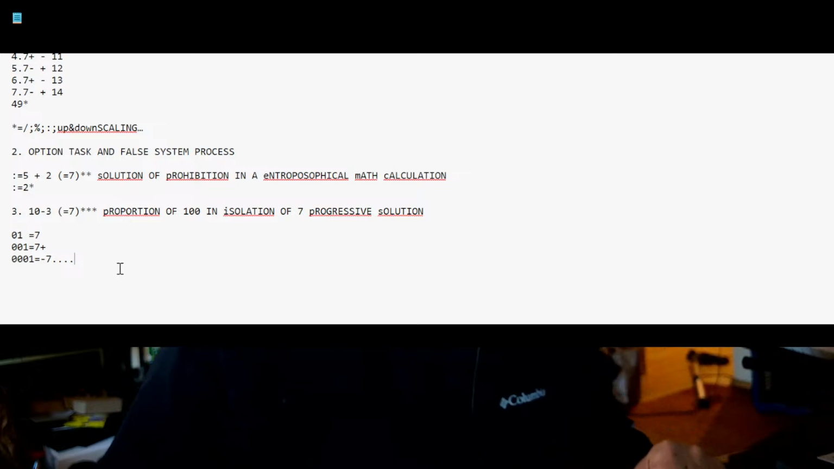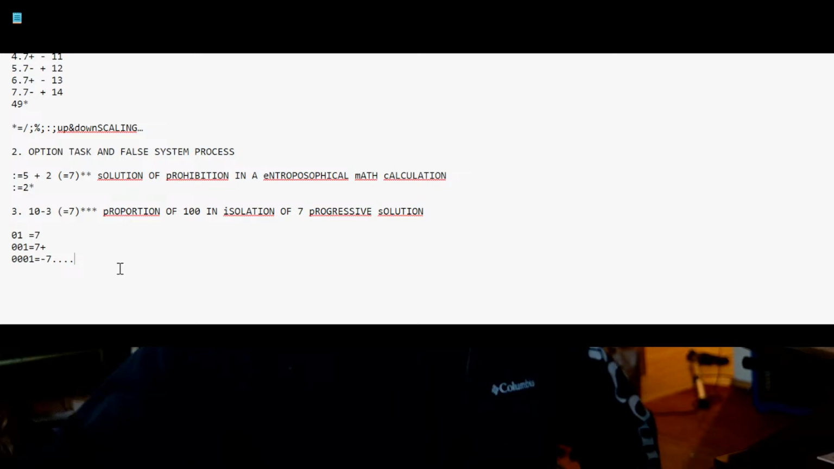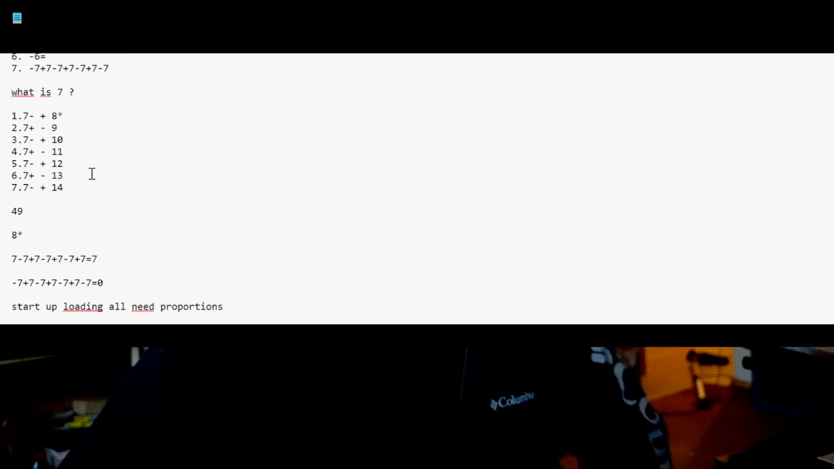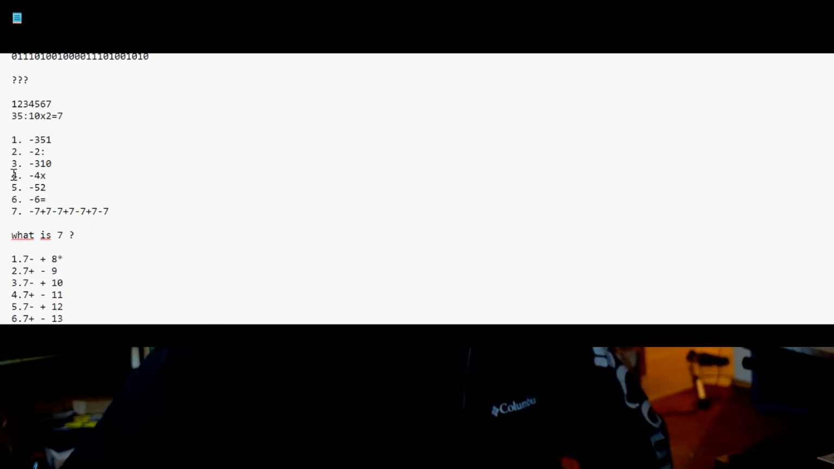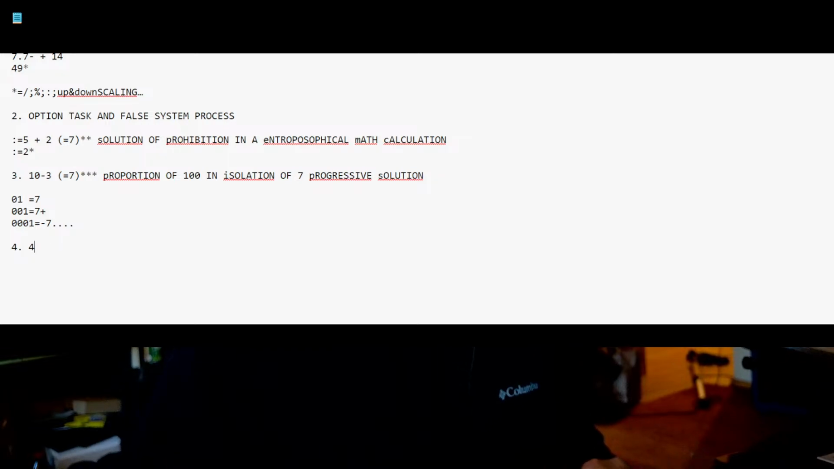So here is the proportion of 100 in isolation of 7 progress. This is minus 10, 100, 1000 and so on. It has to be in the setup to work as well, because later it cannot calculate that process, so you need a calculator or something else. So 4 point 4x. So this is meaning 4 is equal to 4x.